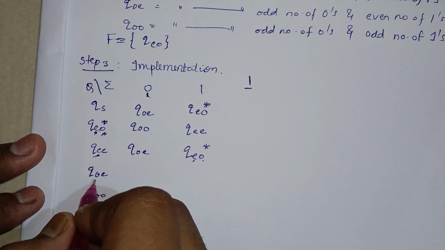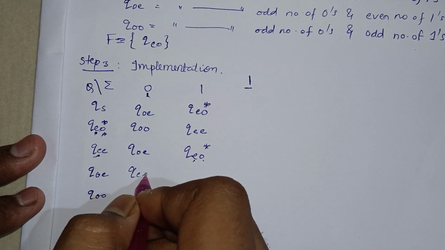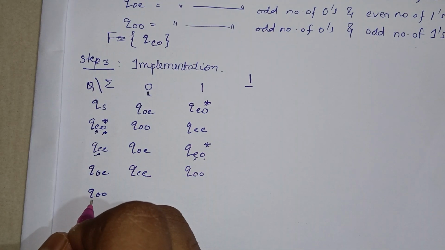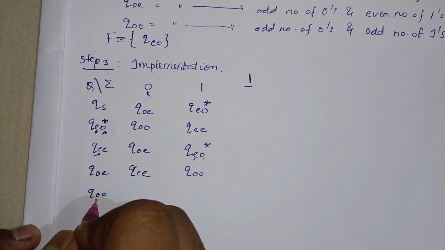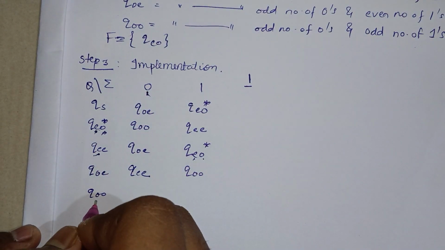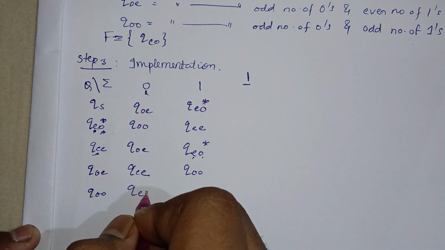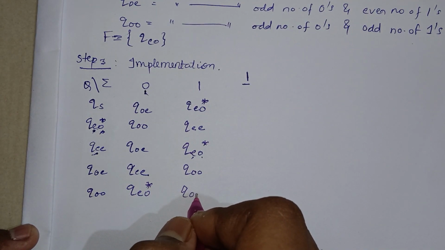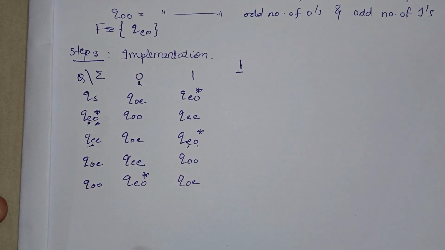Same for QEE: when it receives 0 again it will become odd times 0 and even times 1, QOE. Same for QOE: when it receives 0 it will become even times, QEE, and on 1 it will become QOO. For QOO, when there are odd times 0 and a 0 comes, it will become even times, so QEO. This is a final state, so we will mark it with a star. Based on this we will make our transition diagram.